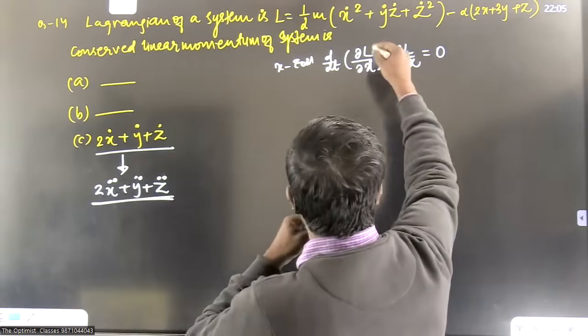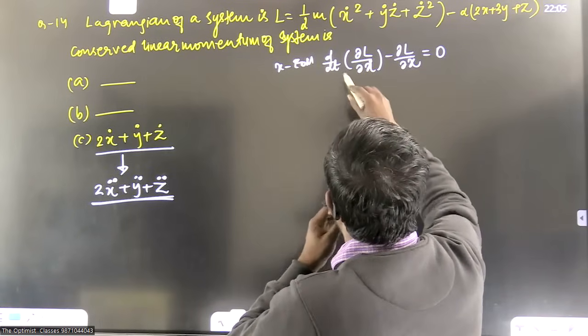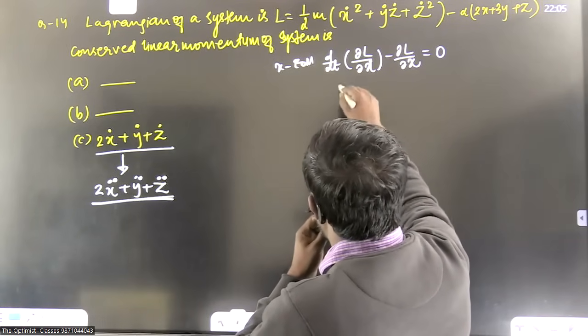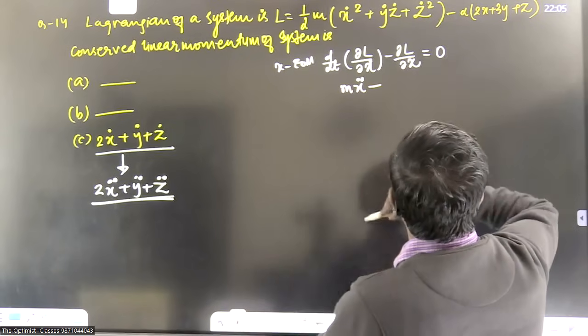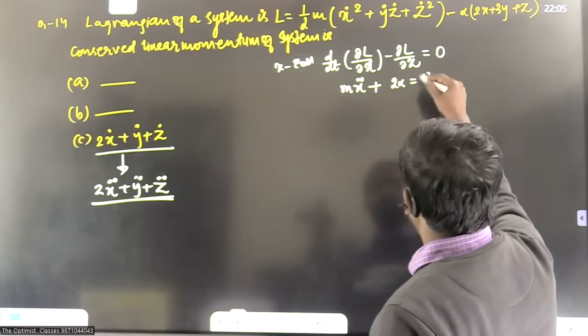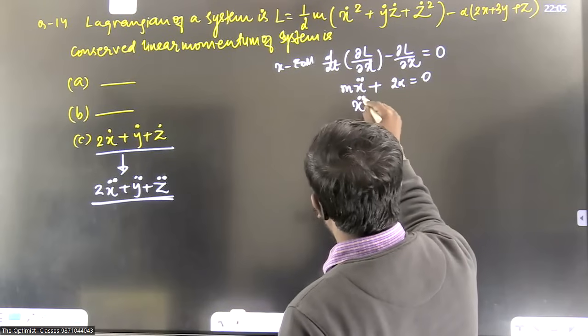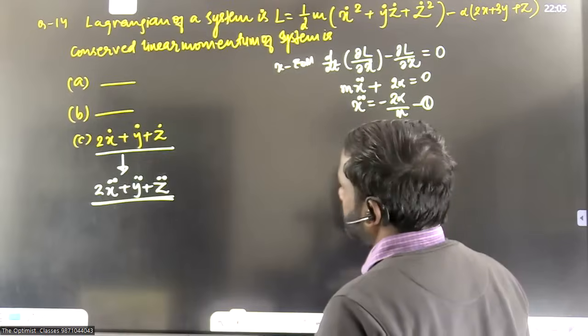So let's differentiate. When you differentiate with respect to x dot, you get 2x dot, 2 and 2 cancel out. And again you differentiate with respect to t, so you get here m x double dot. And this minus becomes plus, so you get here 2 alpha, that is equal to 0. So you get x double dot is equal to minus 2 alpha by m. Let's call it equation number 1.